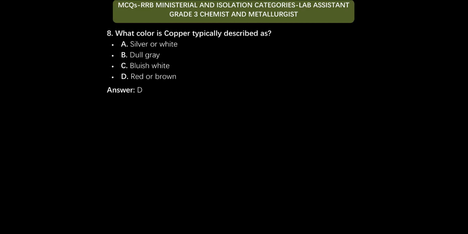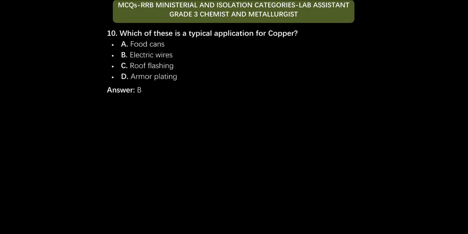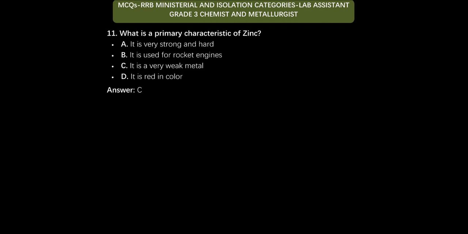What color is copper typically described as? Option D. Red or brown. Copper is highly valuable in the electrical industry because option C, it is a very good conductor of electricity. Which of these is a typical application for copper? Option B, electric wires. What is a primary characteristic of zinc? Option C, it is a very weak metal.